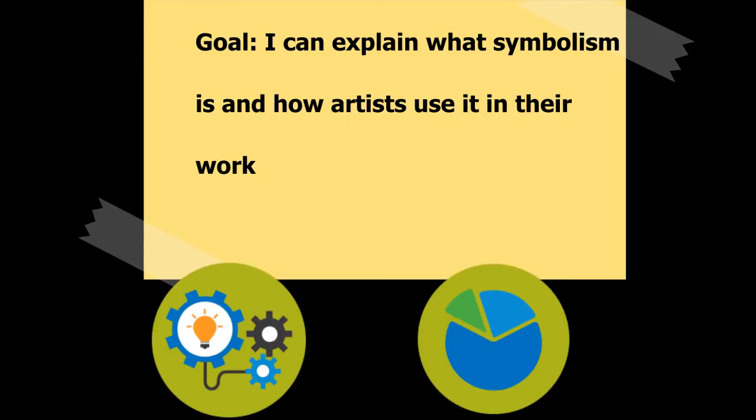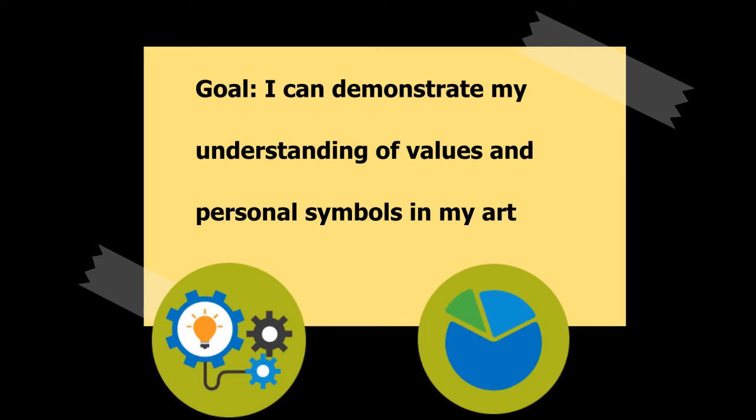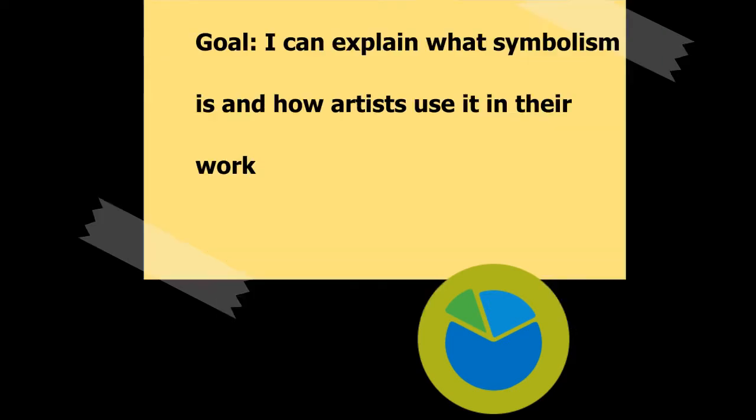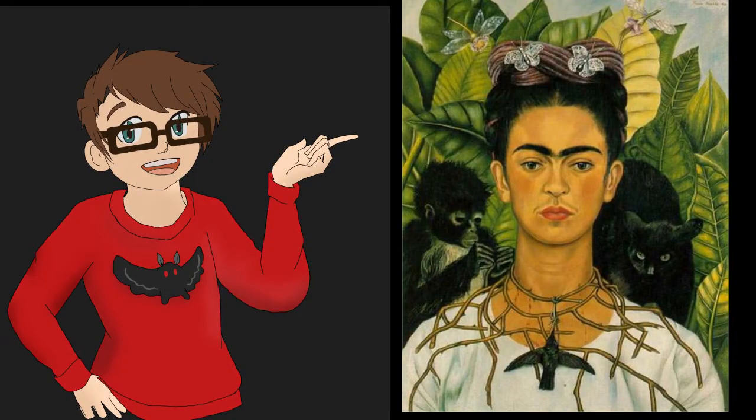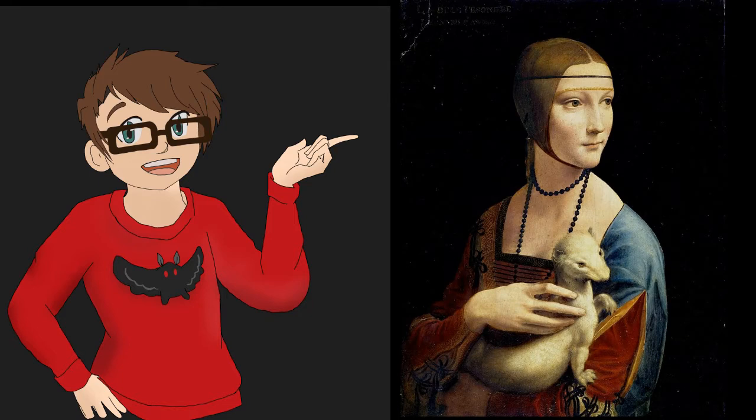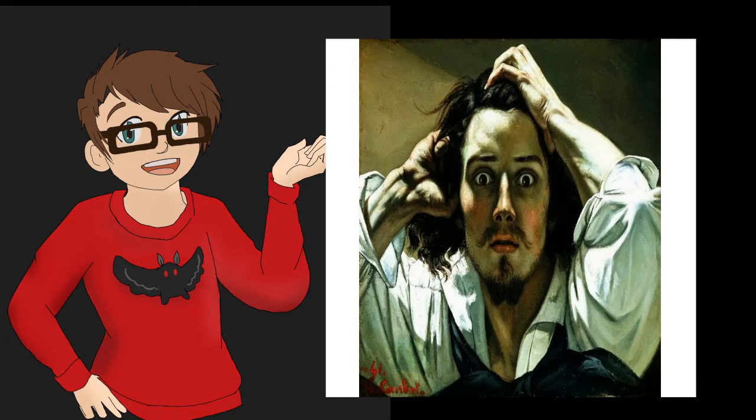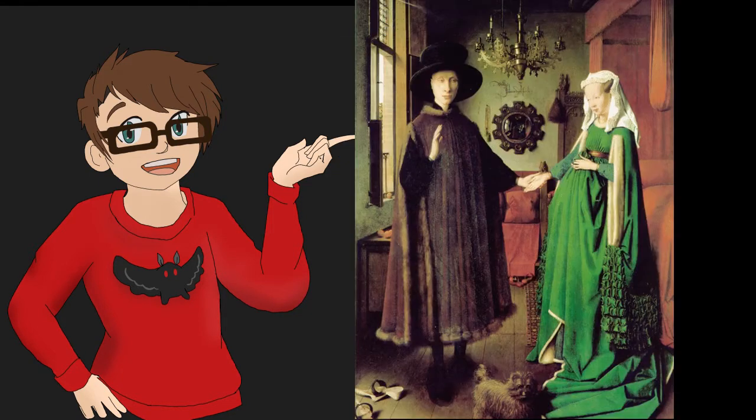Our goal today is, I can explain what symbolism is and how artists use it in their work. I can demonstrate my understanding of values and personal symbols. So far we have talked about the portrait's subject, what they can show us about themselves through how they are posed and the expressions they have on their faces. What we will talk about today is the symbols and objects around that person in the art.